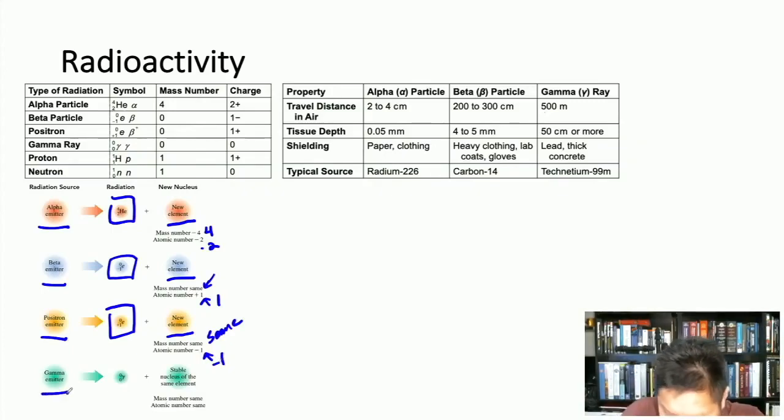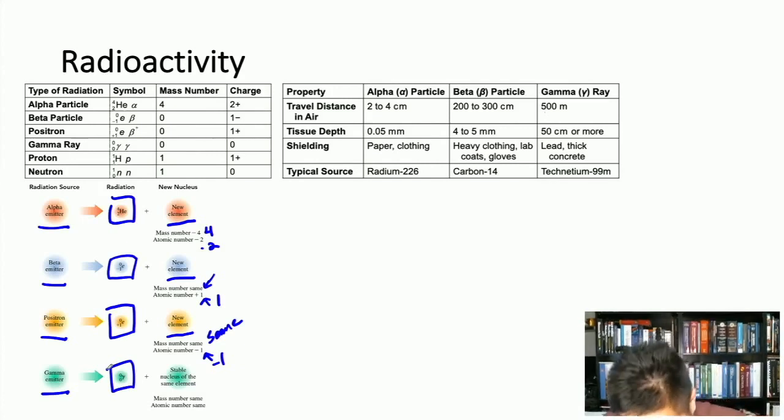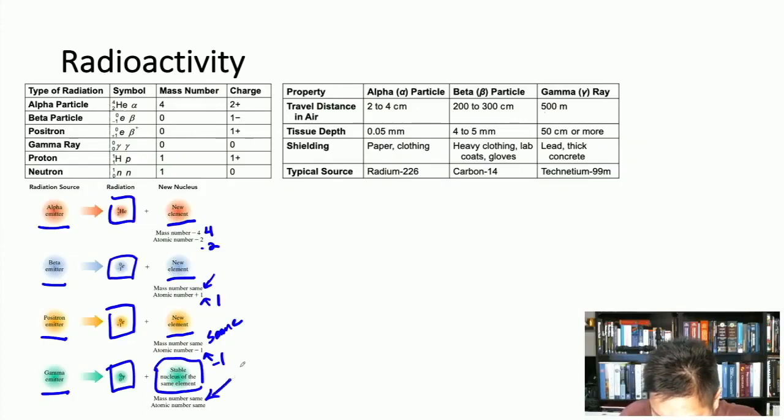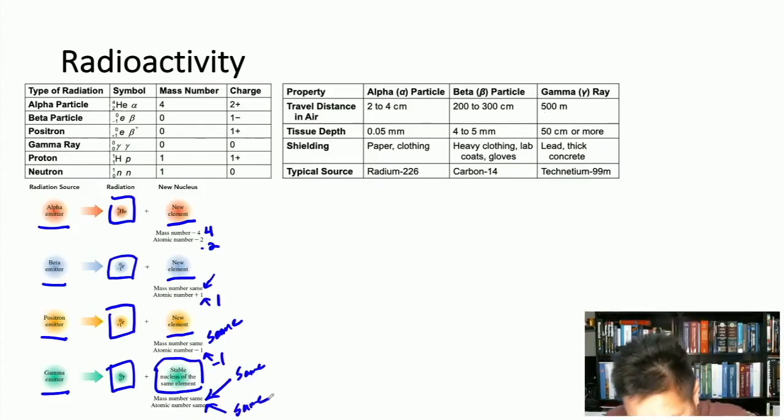And then if you're a gamma emitter, remember that gamma, which is this gamma 0 0 here, is pure energy. When you emit that, you're emitting all that unstable energy to become a more stable nucleus of the same element, which means that your mass number stays the same, and your atomic number stays the same. You don't change to become a new element when you're a gamma emitter. So that's the biggest thing to remember there. Gamma emitters are the only ones that stay the same after they've emitted their gamma radiation.